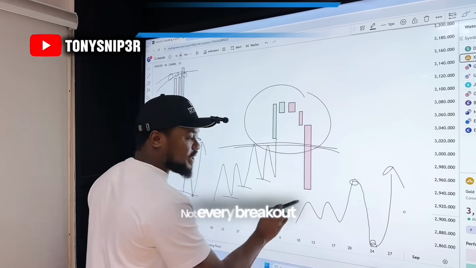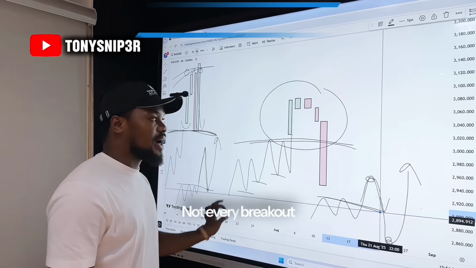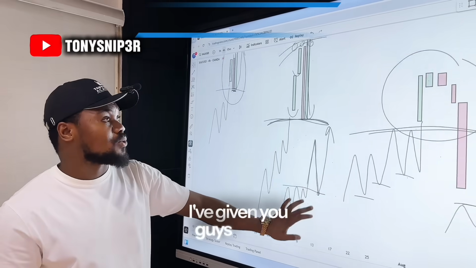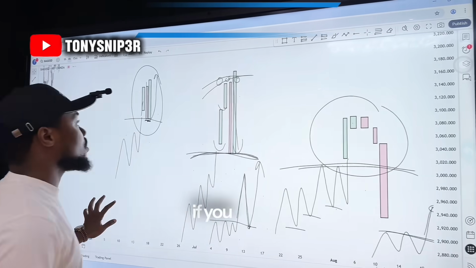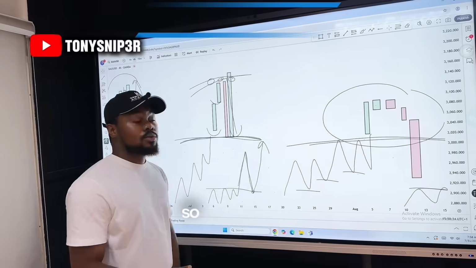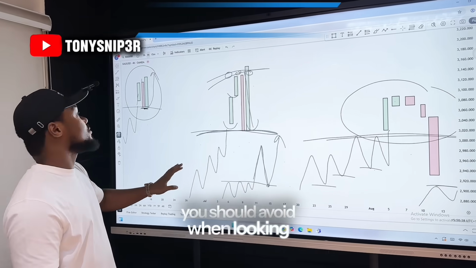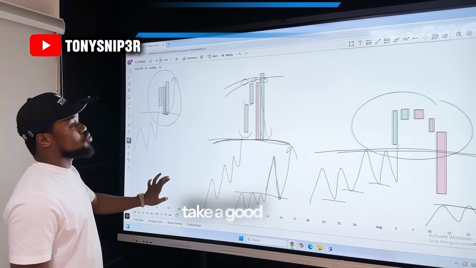Not every break and retest will break out, test here, break out, test here. Not every break and retest. You have to be very, very, very careful. I've given you guys what? I've given you guys 3 solid examples, if you look at it carefully. All right, guys, so these are the examples you should avoid when looking for a buy in the market. Okay, make sure you take a good look at them.